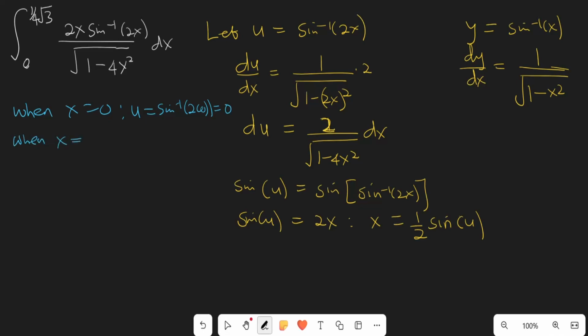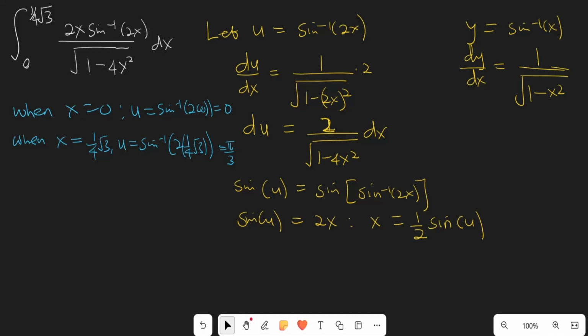What about the upper limit? When x is equal to 1/4 square root of 3, u is going to be the sine inverse of 2 times 1/4 square root of 3. That is the sine inverse of square root of 3 over 2, which is 60 degrees. 60 degrees is the same thing as pi over 3. So this is the upper limit now.